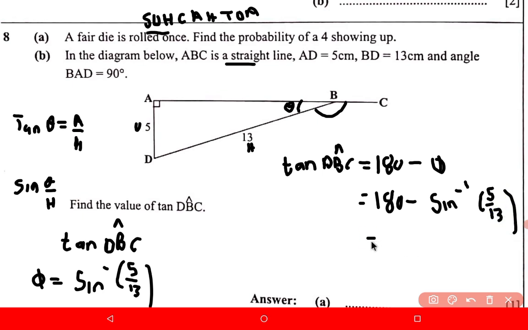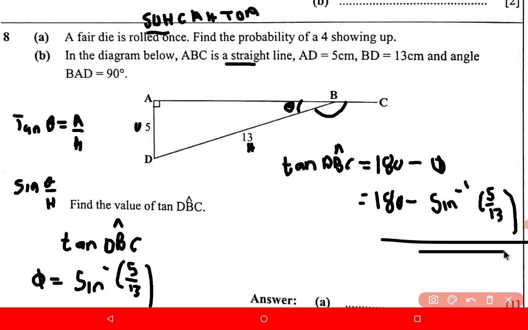If we had a calculator, this would have been something simple, because we would have done the operation, sine inverse of 5 over 13, to get the answer. It would have been very simple, but since we don't have a calculator here, I will leave my answer just here.